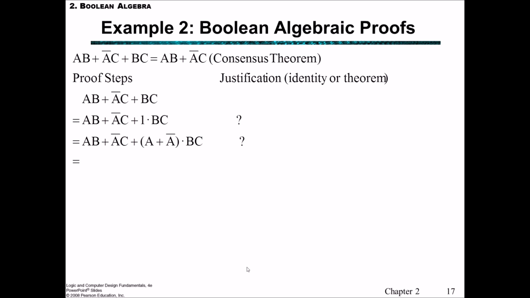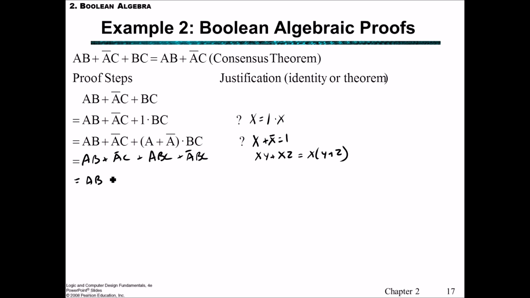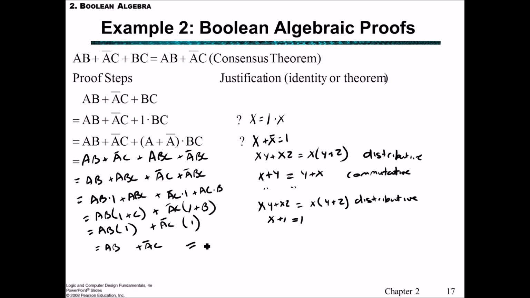So here's another example. This one is to prove the consensus theorem. AB or not A and C, or B and C is the same as A and B or not A and C. So here we have to also write the justification. So how did we get from BC being the same as 1 and BC, since X is the same as 1 and X, and this one since X or not X equals 1, the existence of complement. We can expand this out and then continue to manipulate the Boolean algebra, writing our reasoning on the right hand side until we get to the final answer.